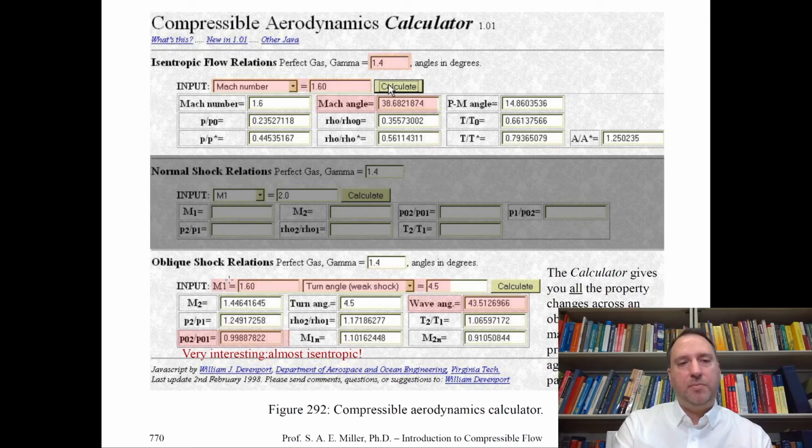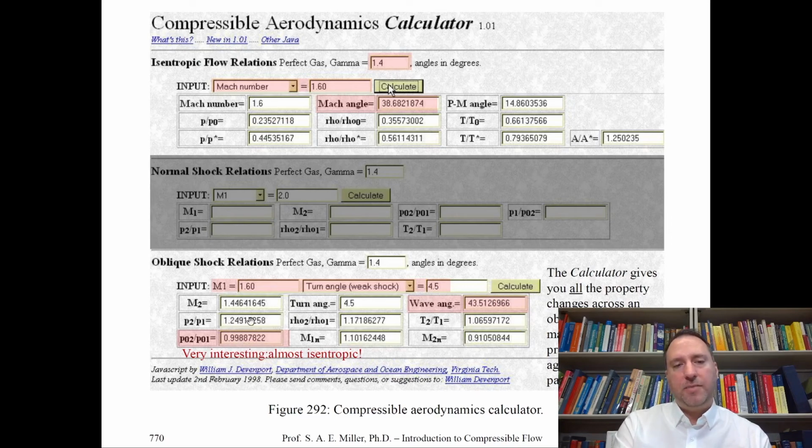You'll also have an input Mach number, M1, that's the Mach number before the shock, and you can choose a turning angle, which would be weak or strong, and that would of course be in degrees. If we do an example and say Mach 1.6 and a turning angle of 4.5 and hit calculate, we'll have all the following properties across the shock. Notice the values of, say, PO2 over PO1, which is the total pressure loss ratio across the shock, is only 0.9988782.